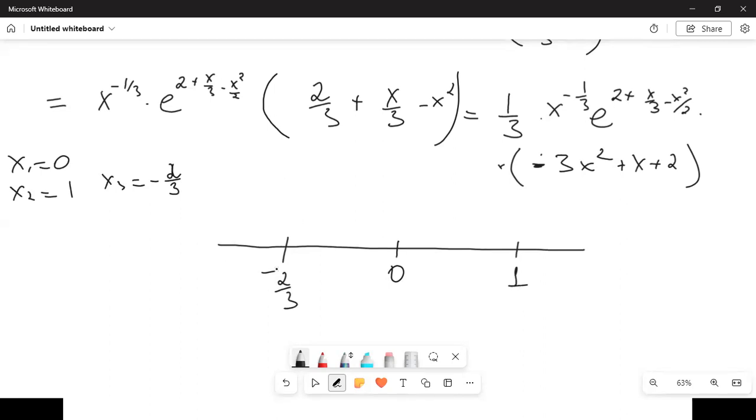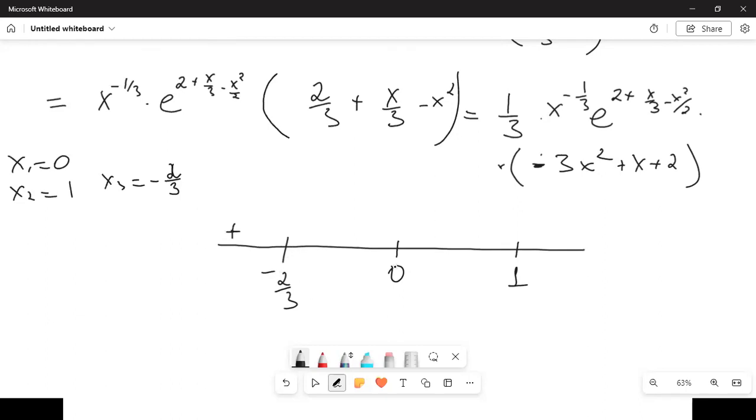So let's begin. When x is smaller than minus 2/3, ignore the exponential, it's always positive. X to the power of minus 1/3, the cubic root of x, when x is negative, that term will be negative. Minus 3x squared plus x plus 2, if we are considering very small x's, then this polynomial also will be negative. Negative times negative will be positive.